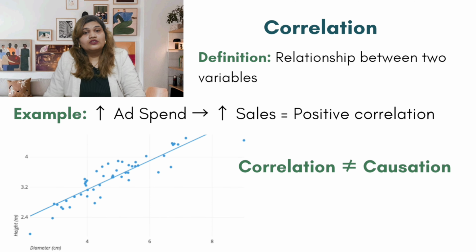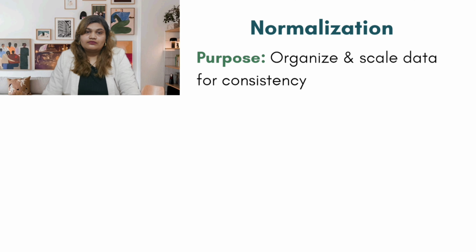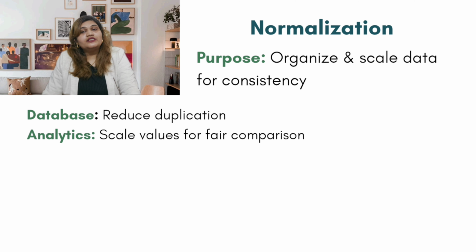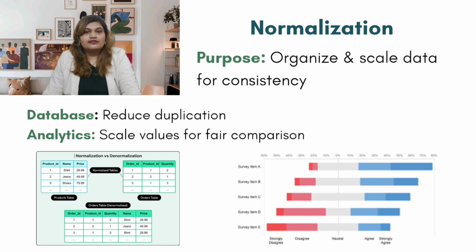Normalization. Normalization is the process of organizing and scaling data to improve consistency and efficiency. In databases, it avoids duplication. In analytics, it makes numerical data comparable across different scales.